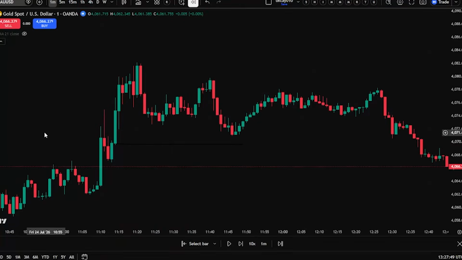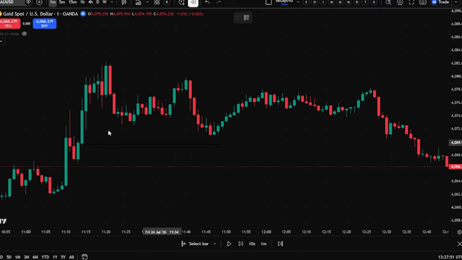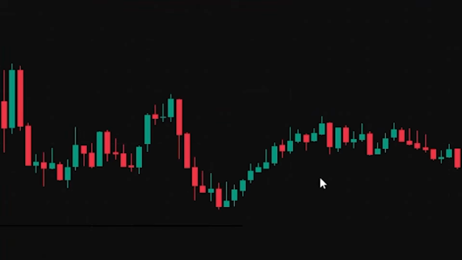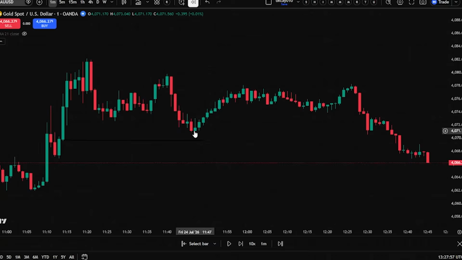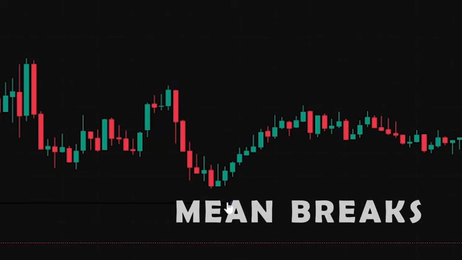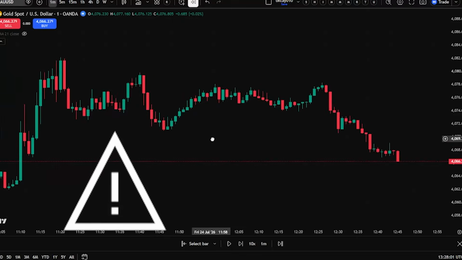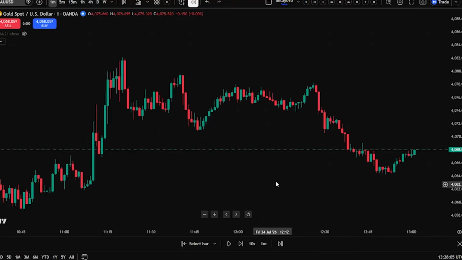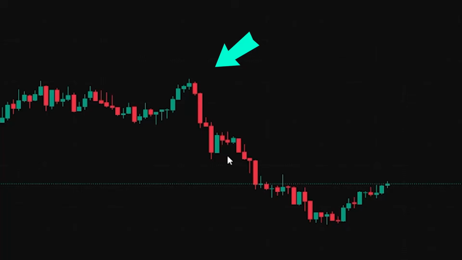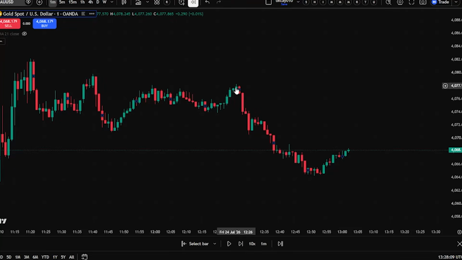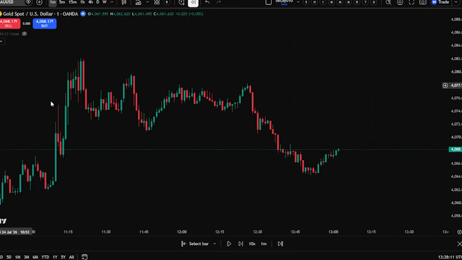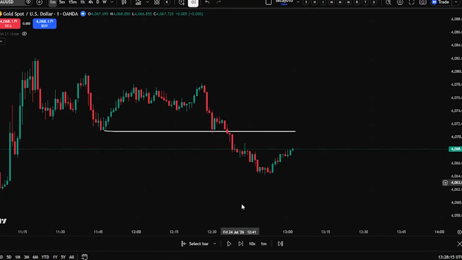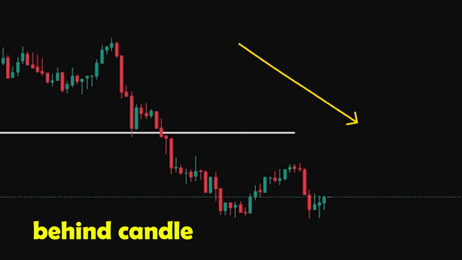When most traders learn candlestick patterns, they usually memorize the shapes. A pin bar means reversal, an engulfing candle means momentum, an inside bar means breakout. But the problem is, a candlestick pattern by itself is not enough. The same candle can work perfectly in one situation and fail completely in another. The location matters. The market structure matters, and most importantly, the reason behind the candle matters.